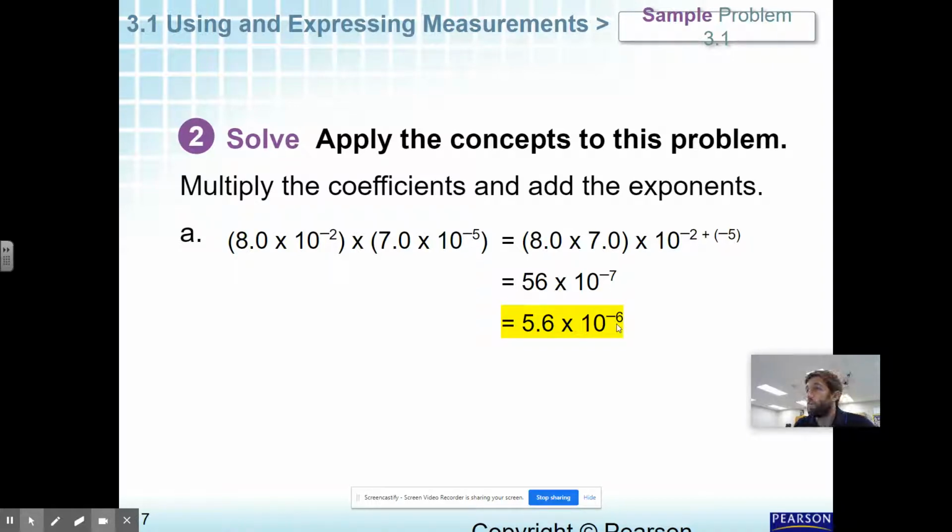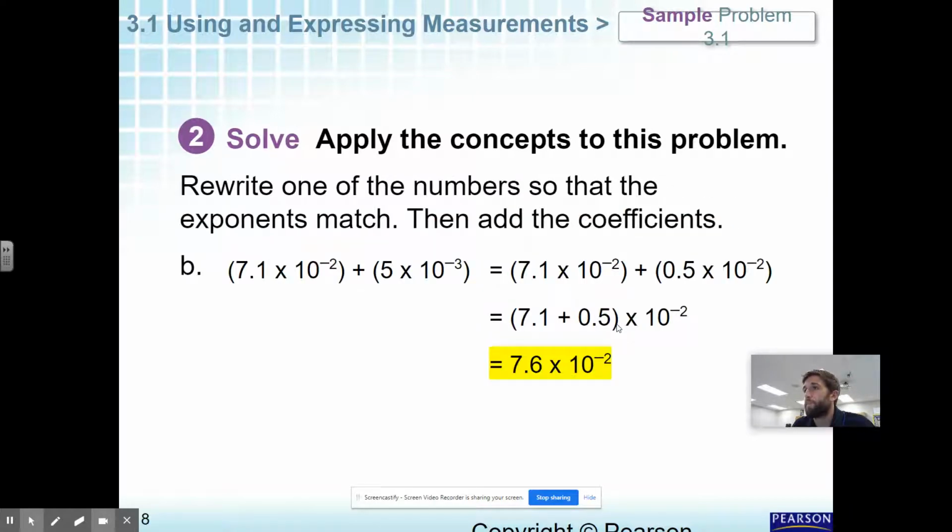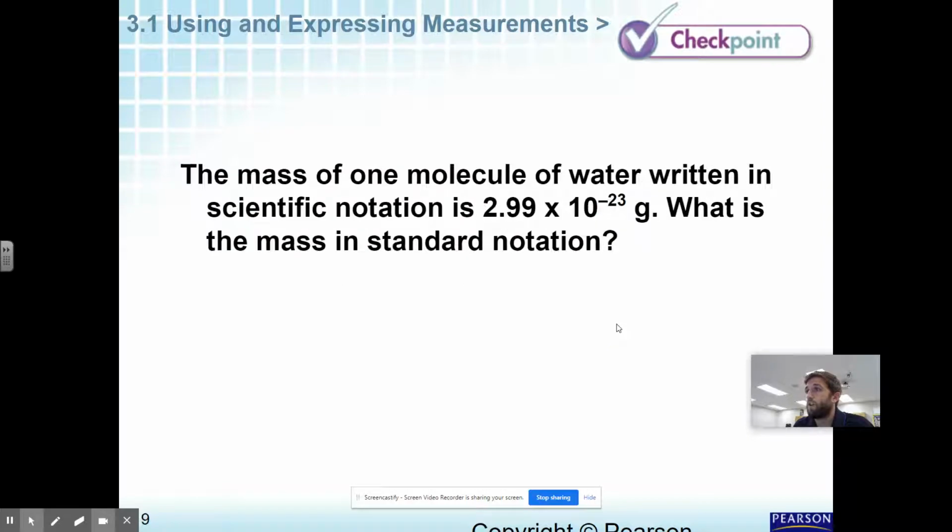Once again, for the third time, just put it in the calculator correctly and you're fine. Okay. Same thing here. Add these up, just put it in the calculator. Hopefully you did this right, and you get 7.6 times 10 to the negative second. Okay. You can always check your answers too. So the mass of one molecule of water written in scientific notation is 2.99 times 10 to the negative 23rd gram. It's very small. What is the mass in standard notation?